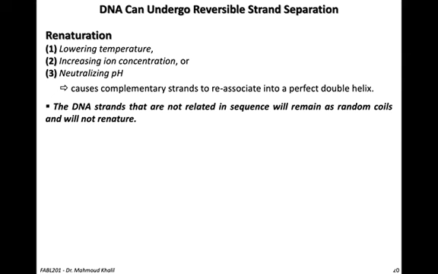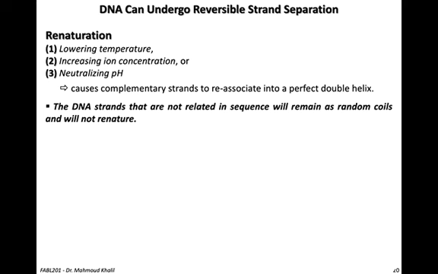So to do the reversible process, you need to renature. Actually, you need to reverse what you did during denaturation. You either lower the temperature, increase ion concentration, especially positive ion concentration, and neutralize the pH if you used the extremes of pH. This causes the complementary strands to reassociate into a double helix.